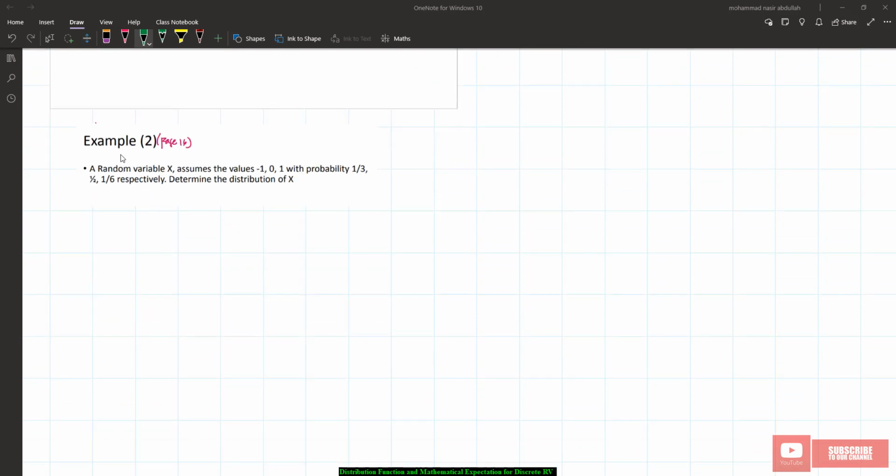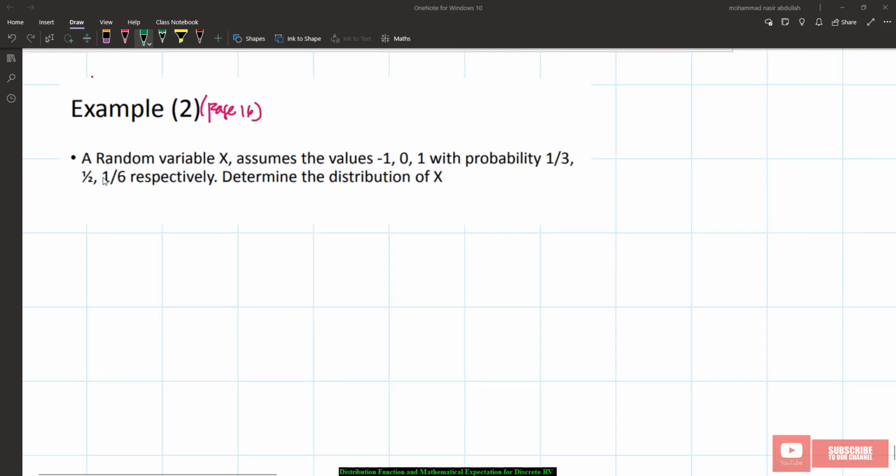Now let's look at example number 2. Need an extra example. A random variable x assumes the values -1, 0 and 1 with probabilities 1 over 3, 1 over 2 and 1 over 6 respectively. Determine the distribution function of x. It means that you need to calculate or construct a cumulative distribution function.